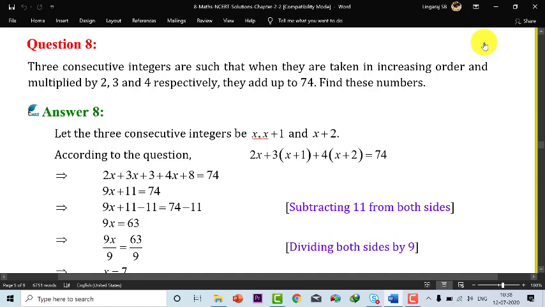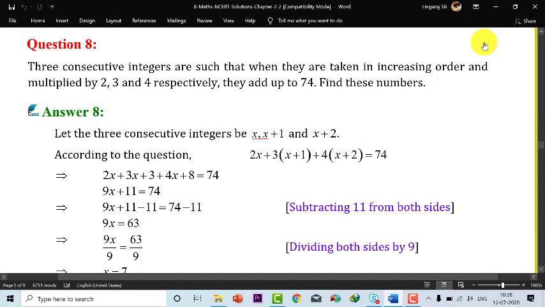Then we add similar terms, which are 2x, 3x and 4x. So 2 plus 3 is 5, 5 plus 4 is 9. So you get 9x here, and numbers remain 3 and 8. 3 plus 8 is 11 and 74. So 9x plus 11 is equal to 74.